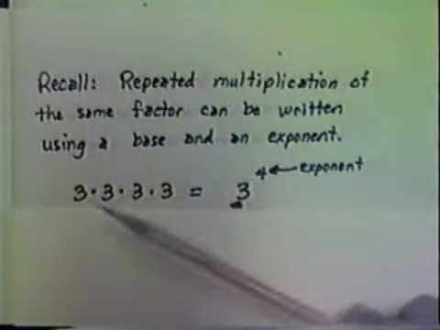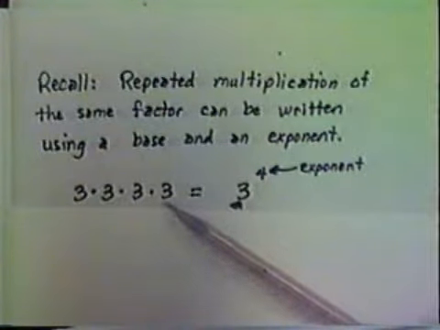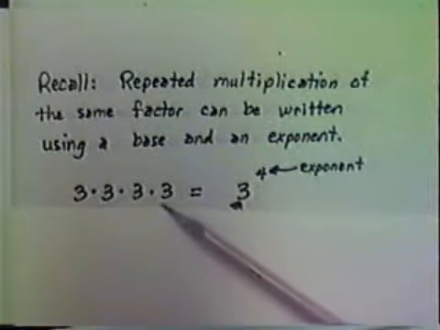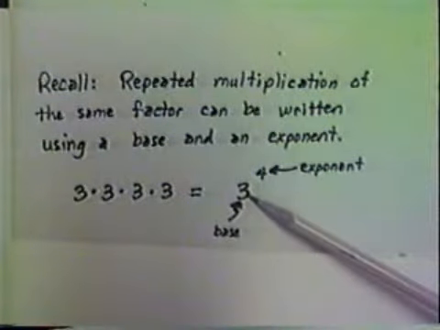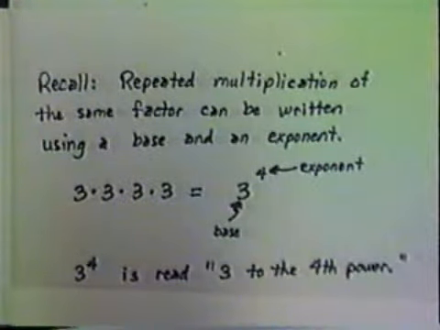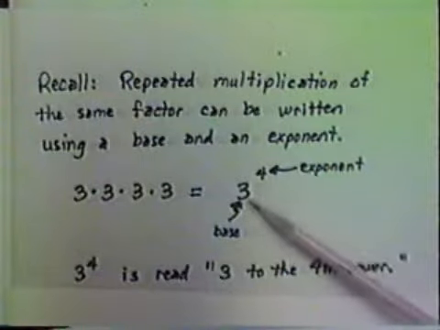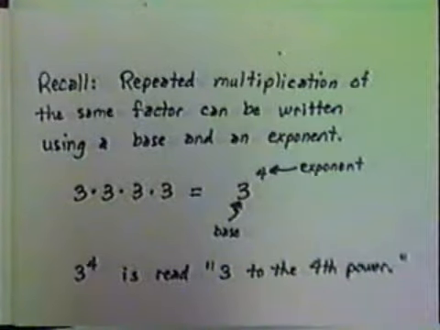For example, 3 times 3 times 3 times 3 uses the same factor, 3, repeatedly. Factors of things that are multiplied, we have repeated multiplication. The base is 3, the exponent is 4. This is read 3 to the 4th power.